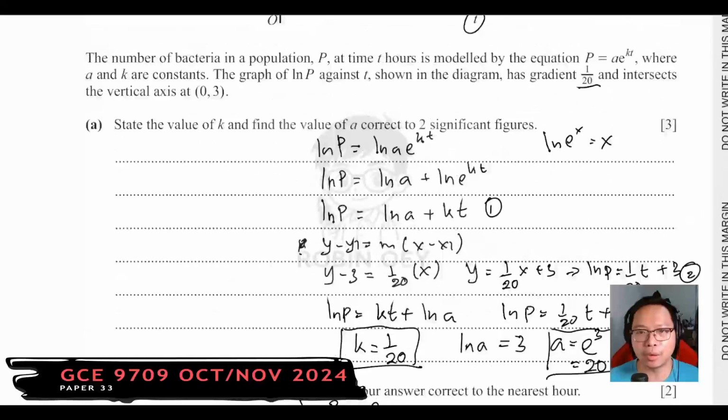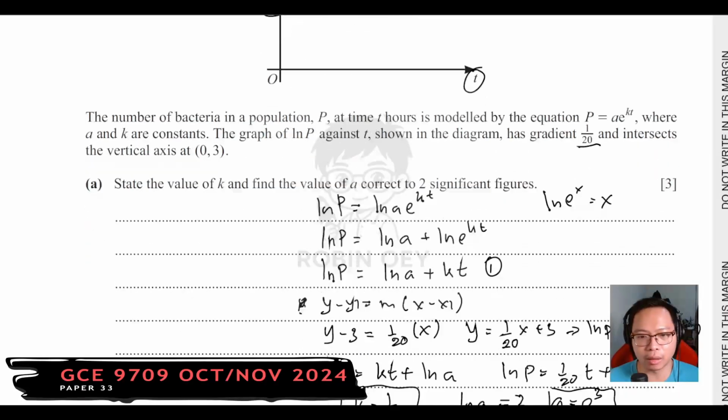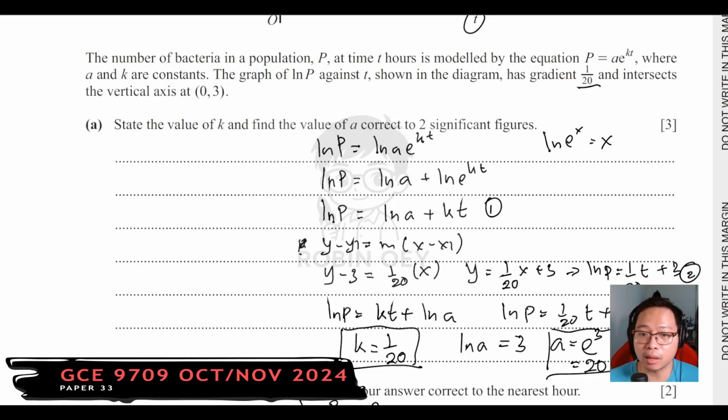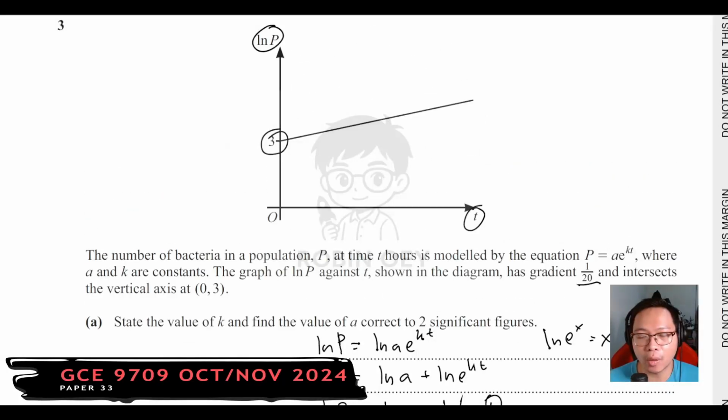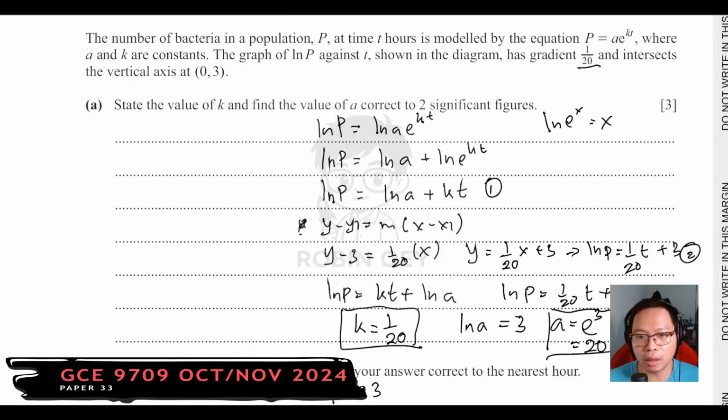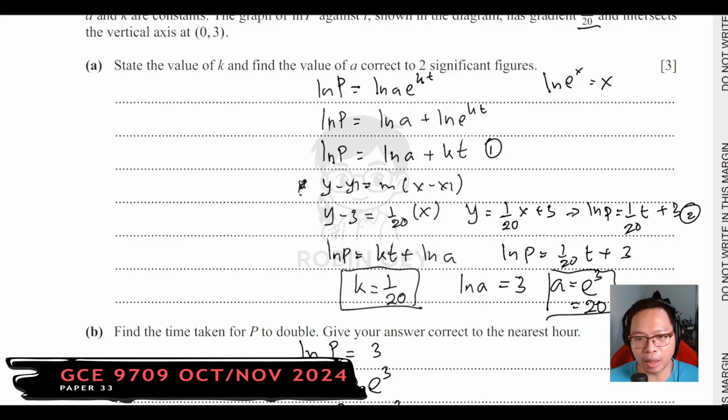Okay, so let me repeat. For part A, we have ln P equals ln A e^(kt), so we take the ln of both sides and get the first equation. Because this is a straight line, we can use the equation y minus y1 equals m times (x minus x1), and we input the coordinate (0, 3) and the gradient. Once we get that, we have the second equation, ln P equals 1 over 20 t plus 3. Now, because both of them are ln P, we can safely assume that k is 1 over 20 and ln A is 3. So that's how you get k equals 1/20 and A equals 20.